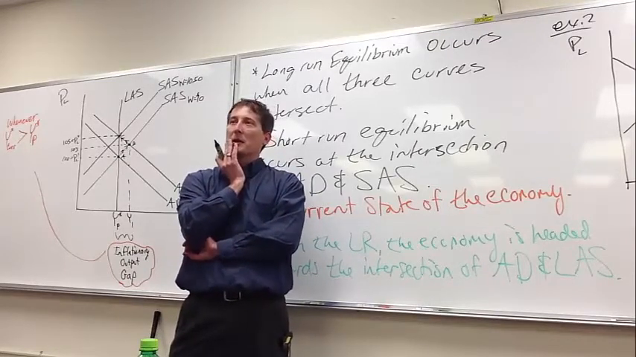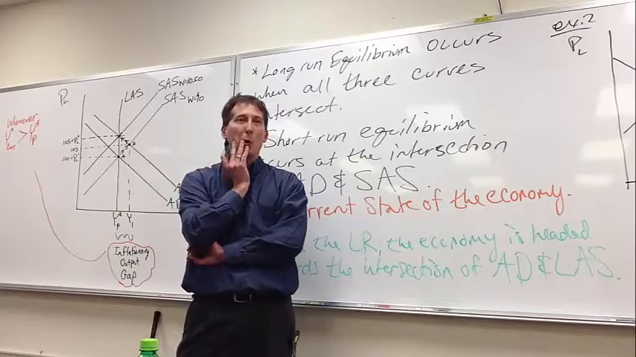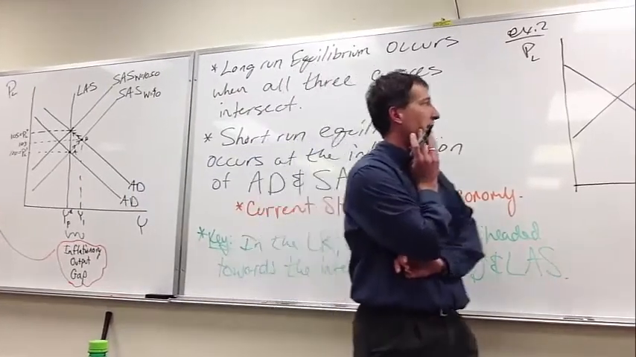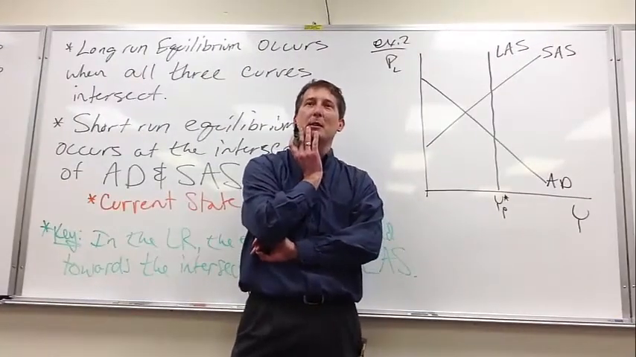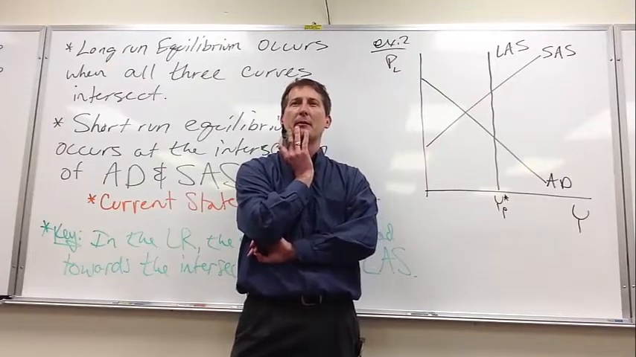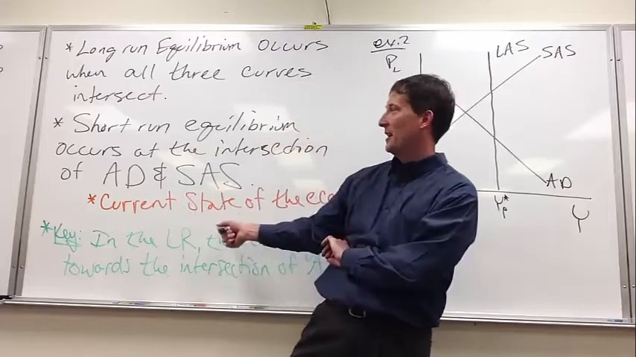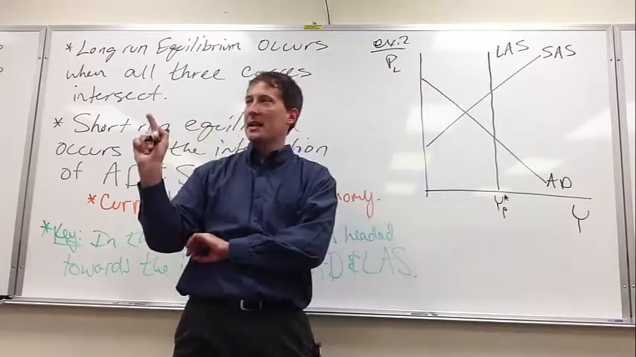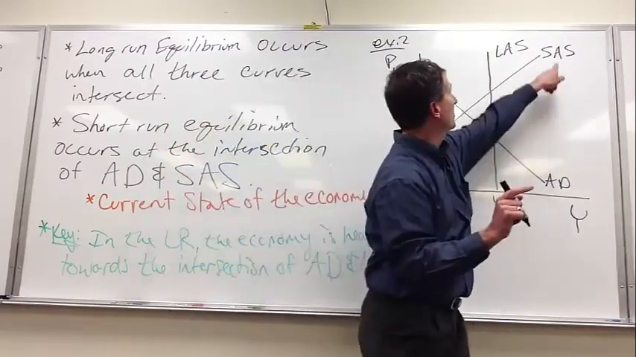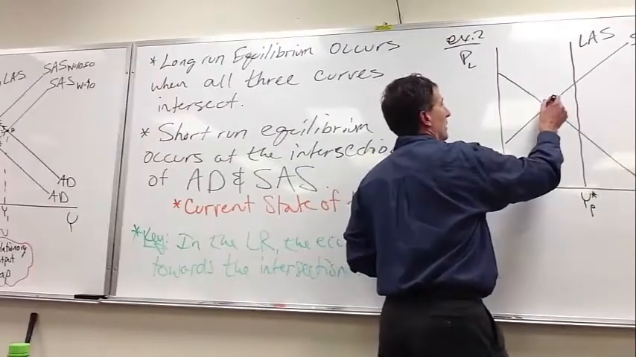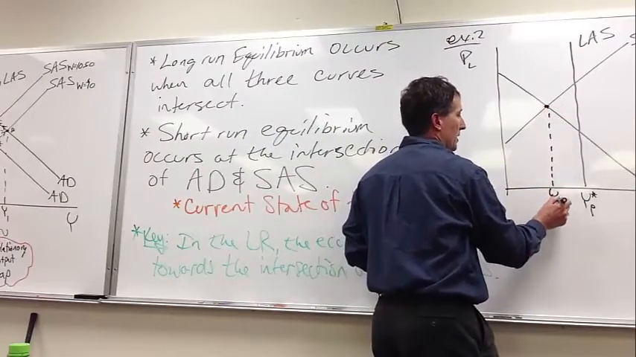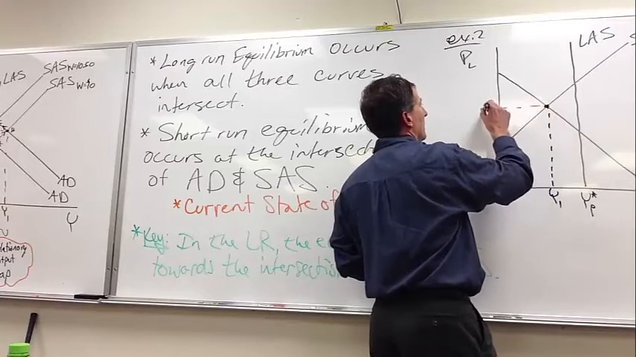Are we in long-run equilibrium? No. What is the current state of the economy? Greater than or less than the potential level for the economy? Less. So the current state of the economy is where these two intersect each other. So the current state of the economy, let's just call it Y1, is here.